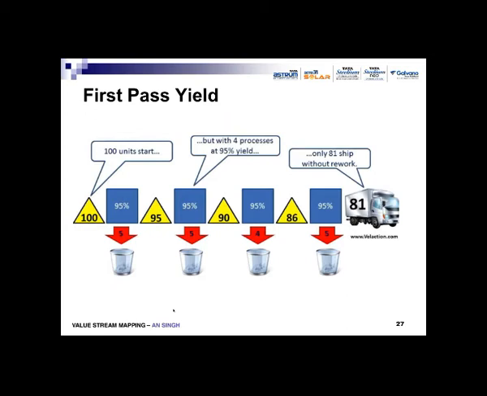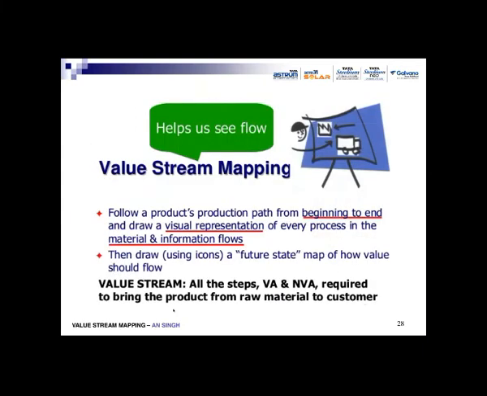Next is the first pass yield. This is very important to understand. If you are having 4 operations in your company, you might be doing 95% in each step, but ultimately the total yield is just the product, and it comes to so low. So here the total, it is also called the throughput yield, that has to be maximized.